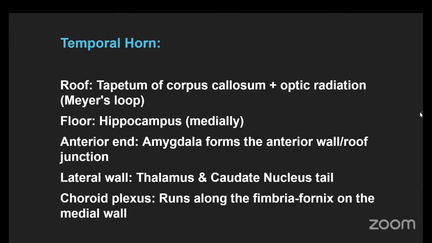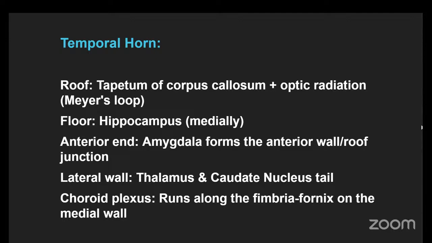Laterally, we have the thalamus and the tail of the caudate nucleus. Unfortunately, I could not find a very good picture that depicted the caudate nucleus tail, because the caudate is superior to the temporal horn, but its tail goes down and it contributes to the lateral wall. Then we have the choroid plexus. The choroid plexus runs along the boundary of the fimbria and fornix on the medial wall.